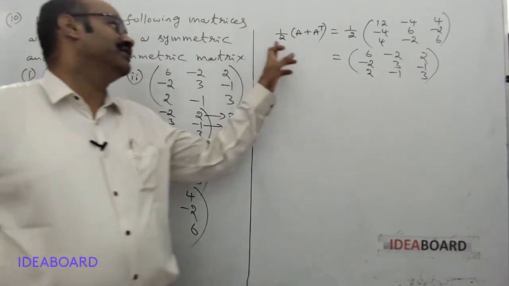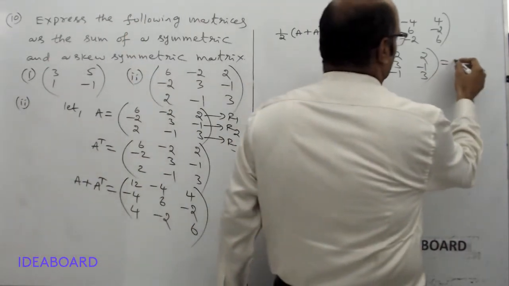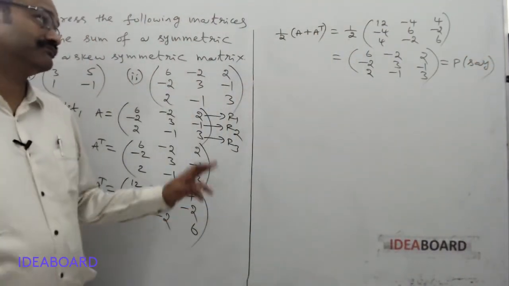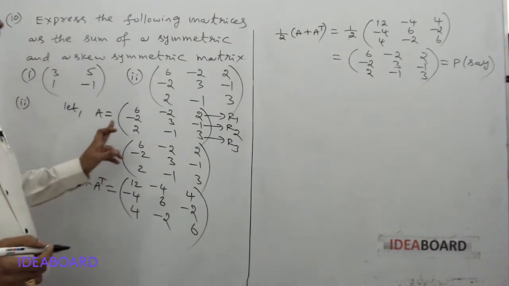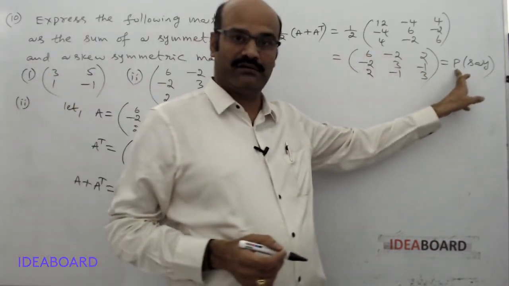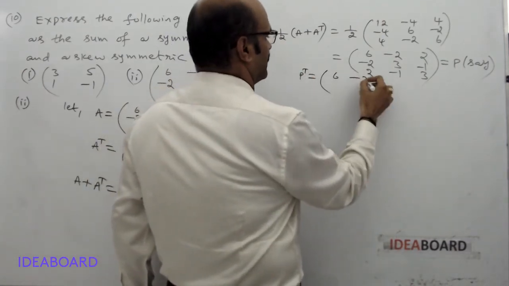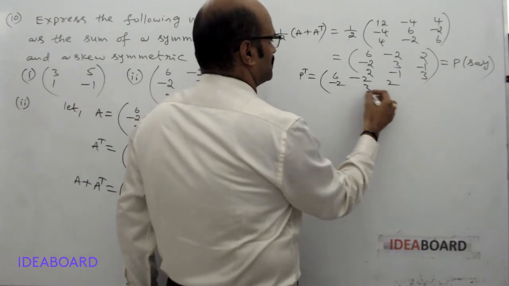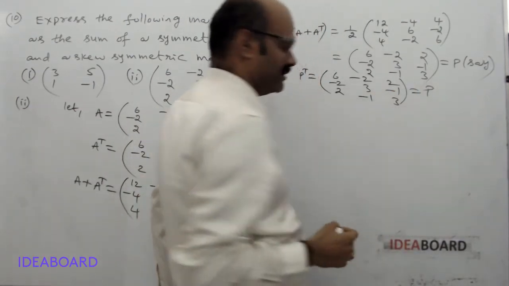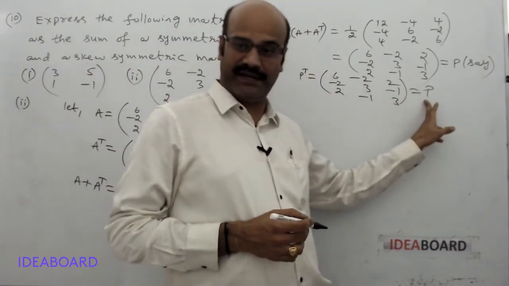Now half into A plus A transpose, take it as P. This is the symmetric part. Let us verify whether it is symmetric or not. P transpose equal to 6, minus 2, 2, minus 2, 3, minus 1, 2, minus 1, 3. Clearly it is equal to P. Therefore half into A plus A transpose is symmetric.